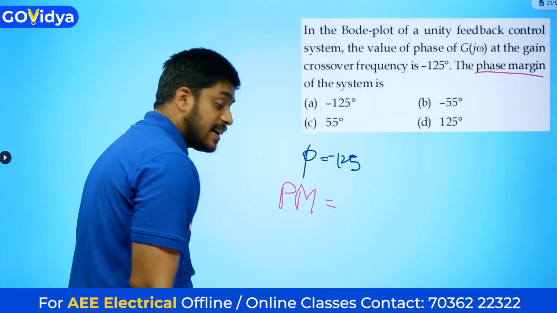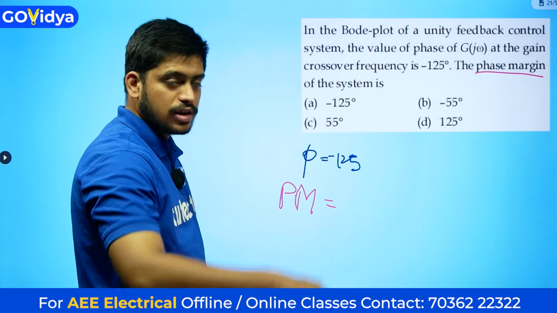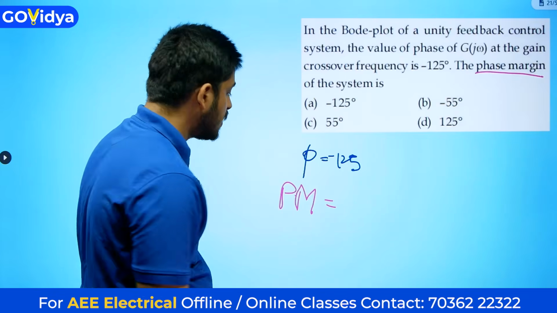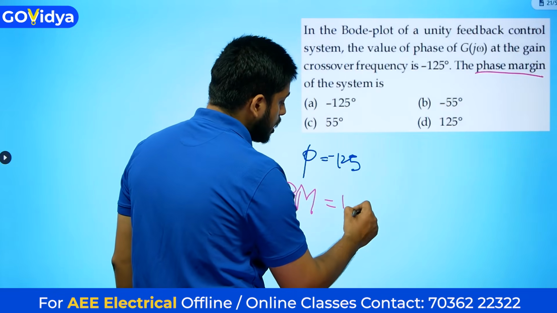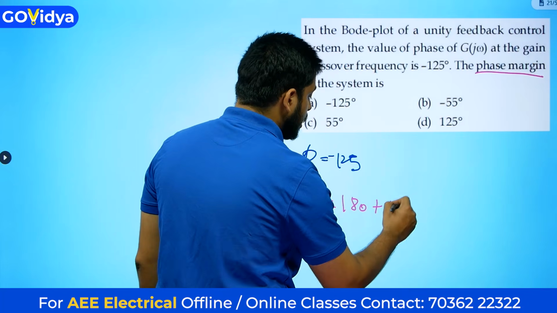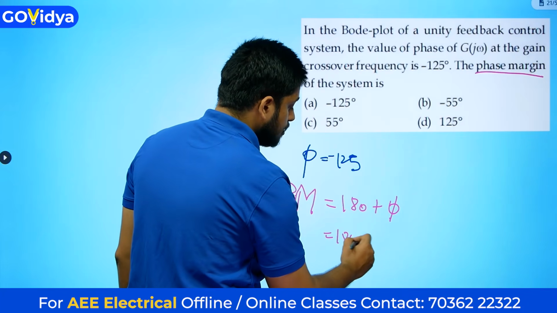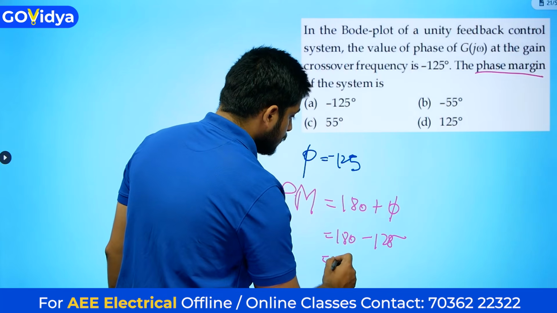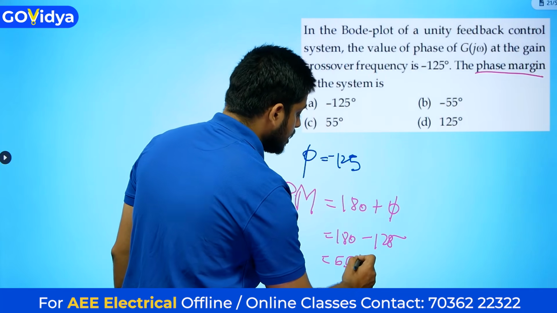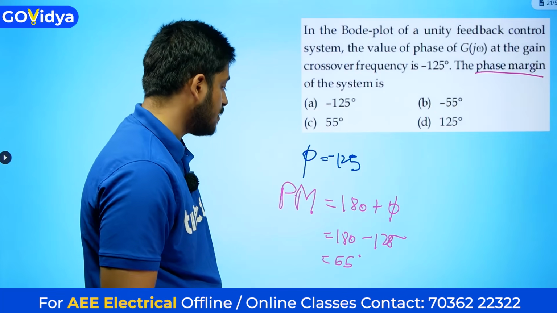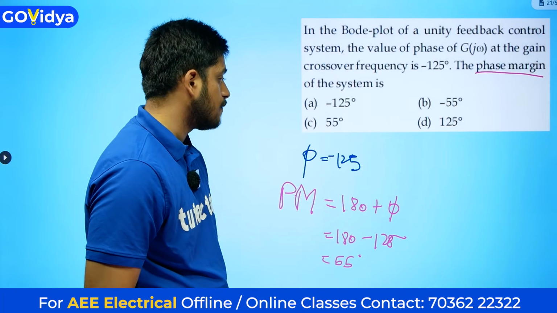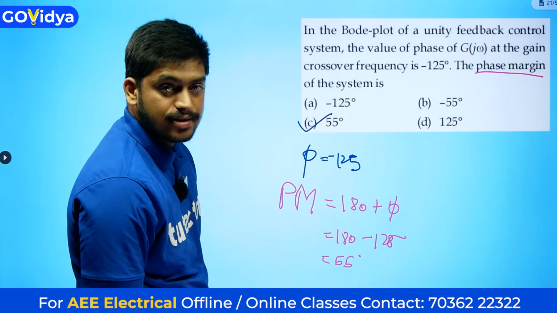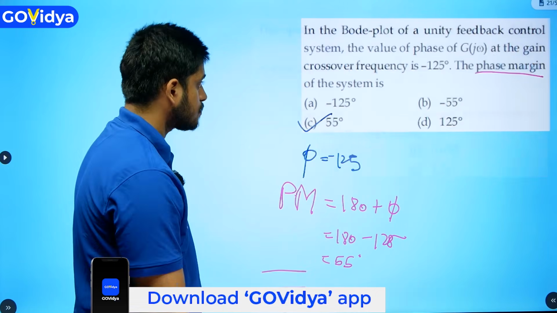Okay, directly finding the phase margin from the given transfer function or directly from the phase of the system. What is the value of phase margin? 180 plus phi. Okay, 180 minus 125. What is the answer we are going to get? 55 degrees. Okay, 180 plus phi is the formula for phase margin. So 180 minus 125 is 55 degrees. So option C is my right answer. Okay, next question.